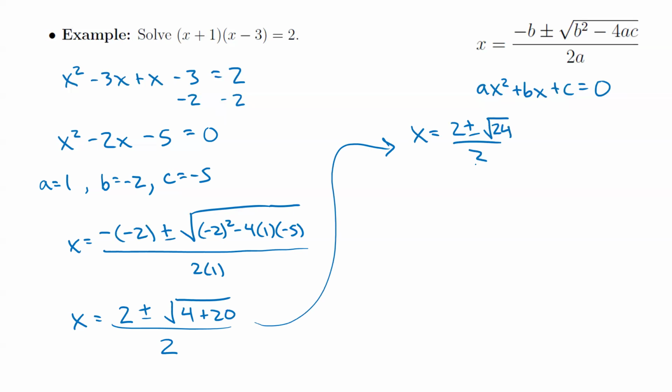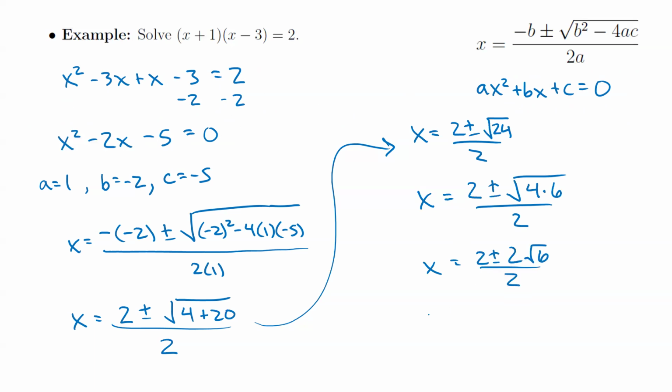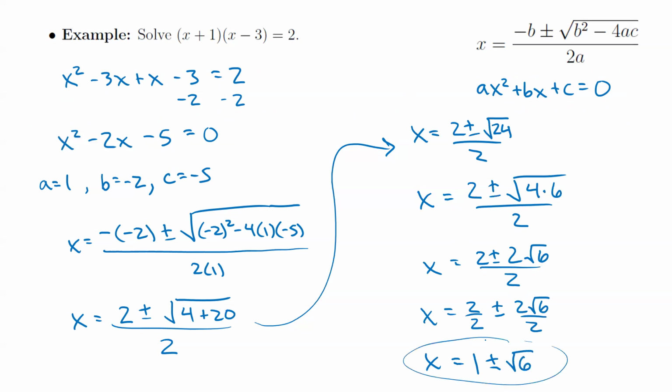But as always, we're going to look for perfect square factors inside of that radical. So 2 plus or minus 4 times 6. So x is 2 plus or minus 2 root 6. So x equals 1 plus or minus root 6. And it's fine if you write that. If you write this on an assessment, I'm okay with that.